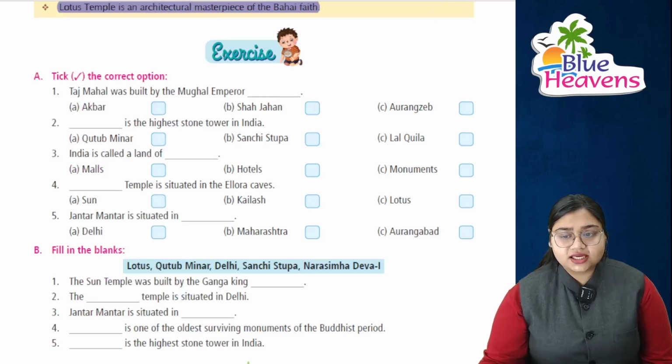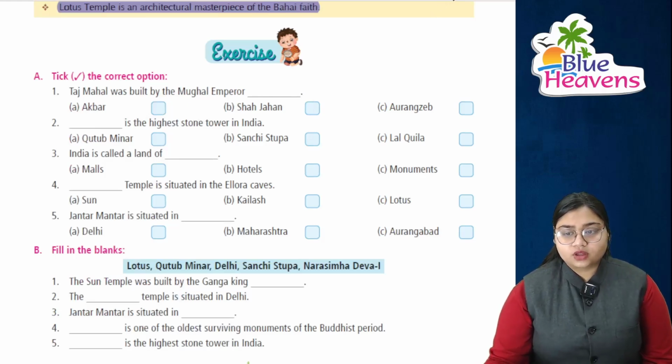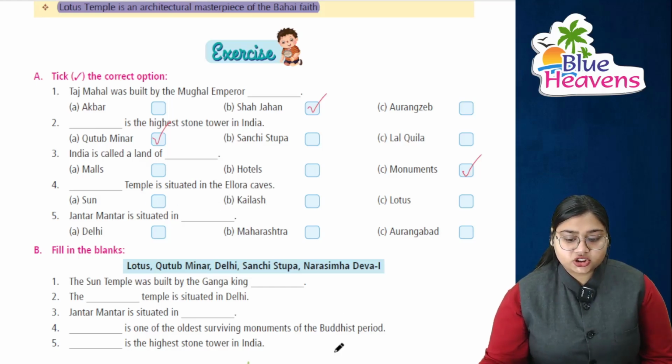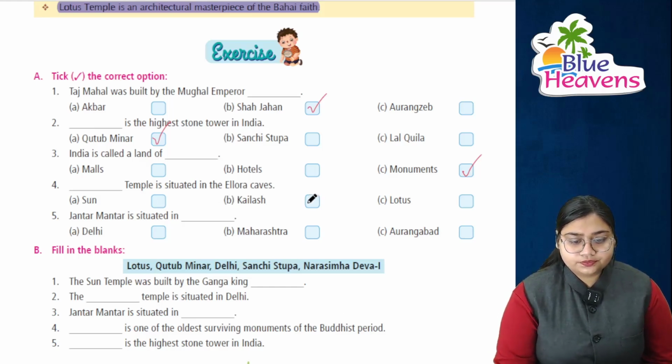Let's do the exercise. First is tick the correct option. Taj Mahal was built by Mughal Emperor Shah Jahan. Dash is the highest stone tower in India. Qutub Minar. India is called the land of monuments. Dash temple is situated in Ellora caves. So it is the Kailash Temple. We will mark here. Next is Jantar Mantar is situated in Delhi.